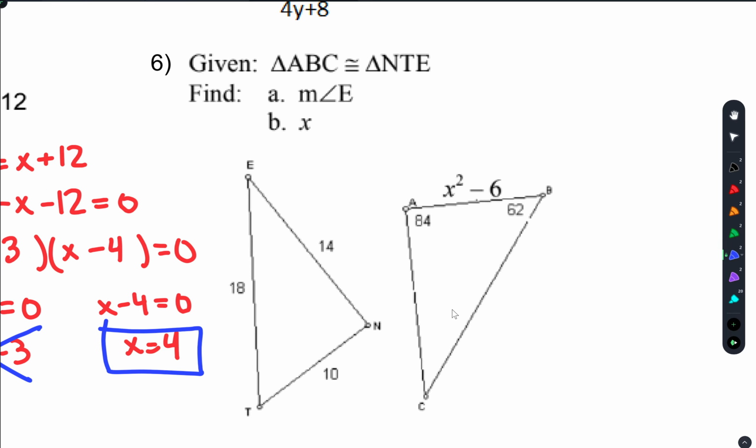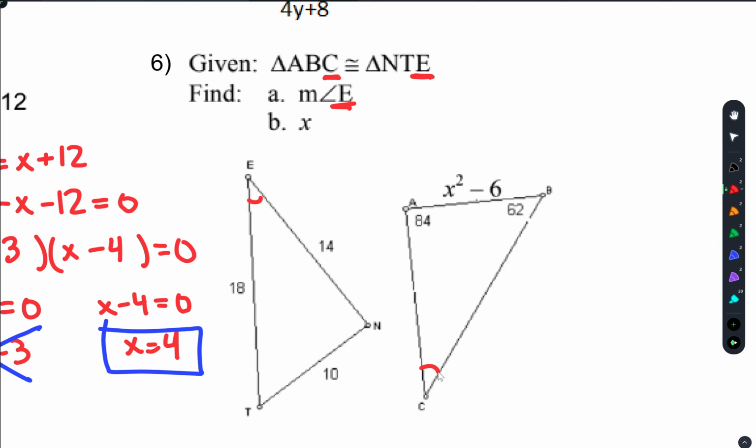All right, number 6. Given triangle ABC is congruent to triangle NTE, let's first figure out the measure of angle E. Where is E in our congruent statement? It's right there at the last spot, which means it should line up with C. E and C. Oh, wait, I don't have C. How do I get C? How do I figure out what angle C is?